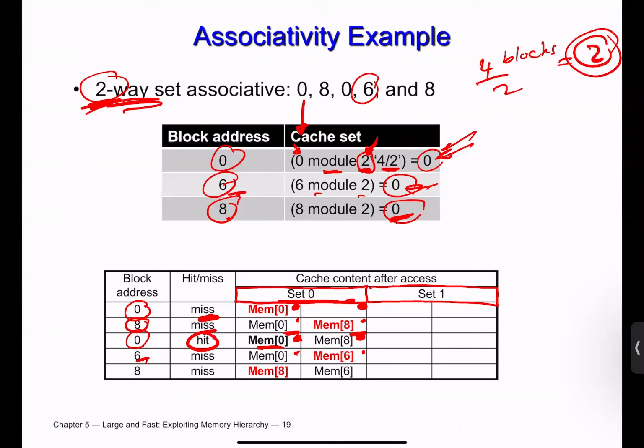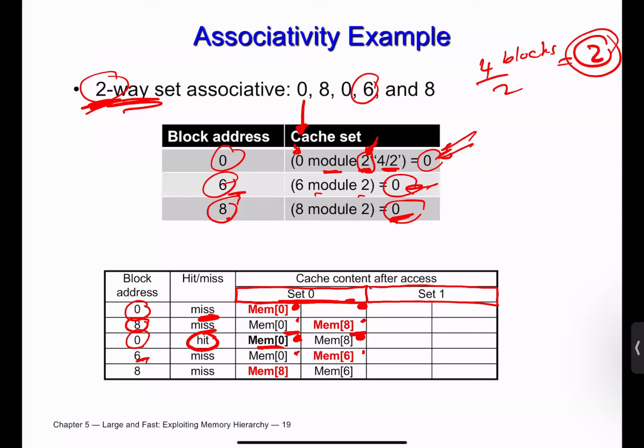Which one should I override? Should I override memory of 0 or should I override memory of 8? There are actually different ideas in this scenario. One idea said that you can randomly kick out one of them. You can either kick out memory of 0 or you can kick out memory of 8.